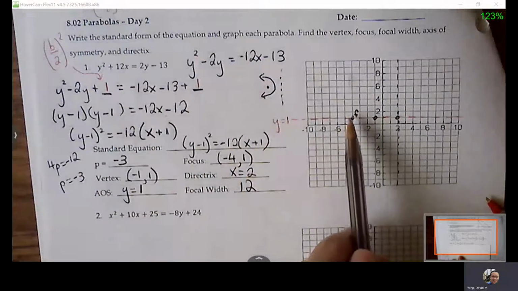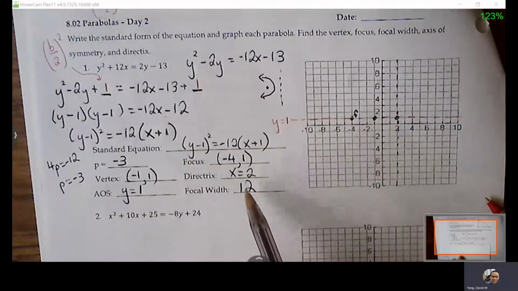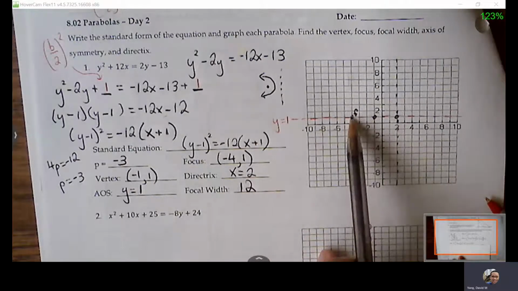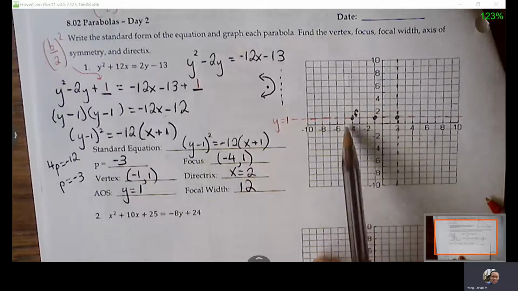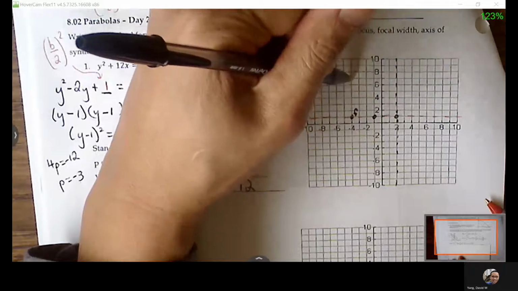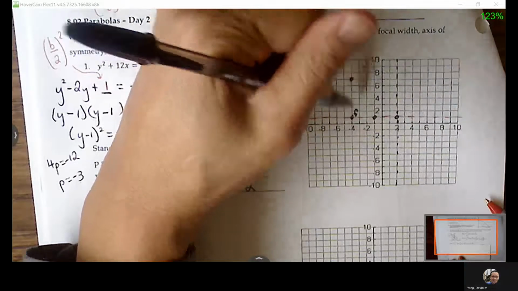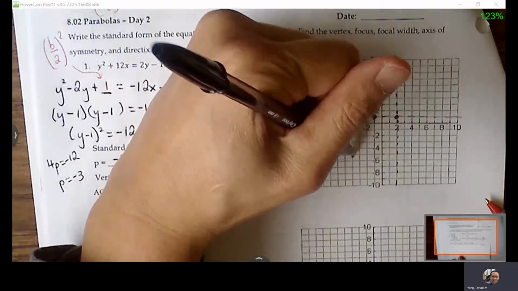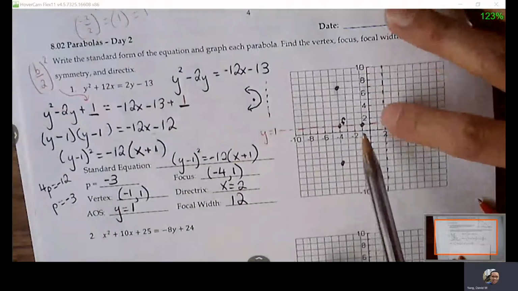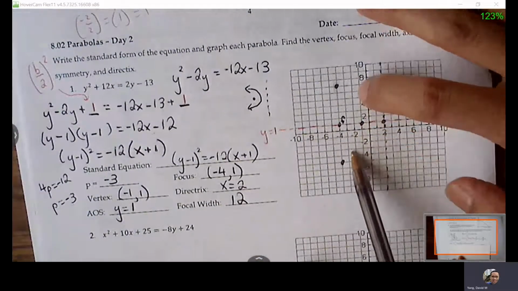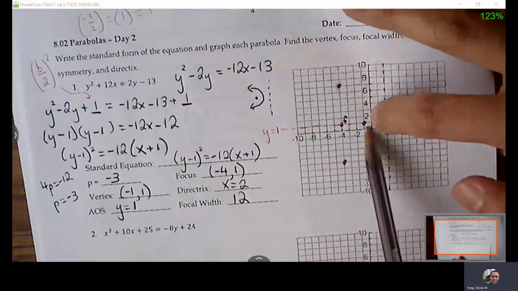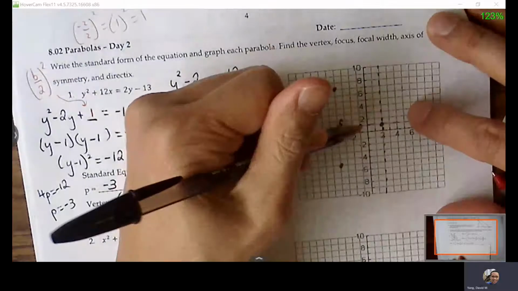Okay, once you have your focal width, then you know you're going to just go up and down. You're going to divide this 12 by 2 because you want the full length to be 12. So because you're starting in the middle, you're going to only count halfway. So go up 6 and you go down 6. Having that focal width is helpful because now you kind of know how wide your parabola is going to go. And once you can get to that point, then you're just going to follow that path. Try your best just to make your parabola smooth.